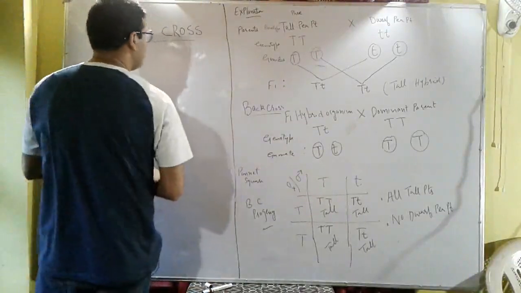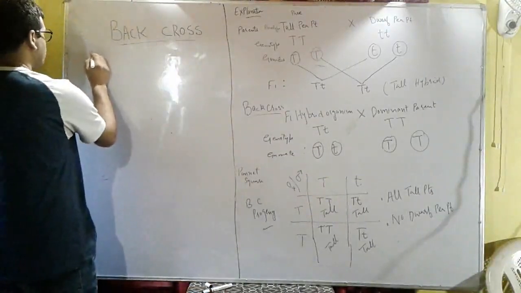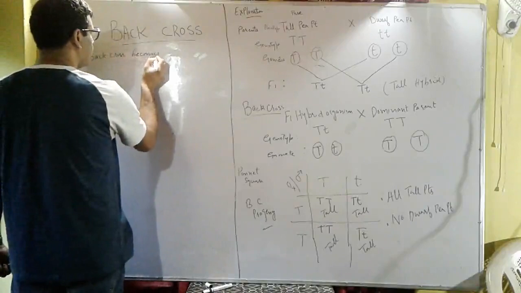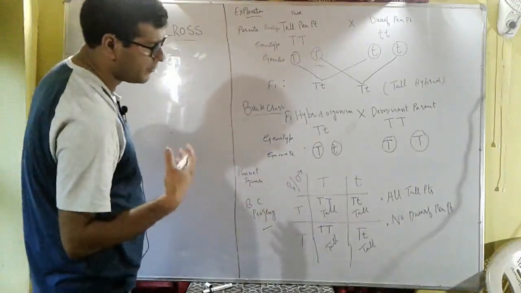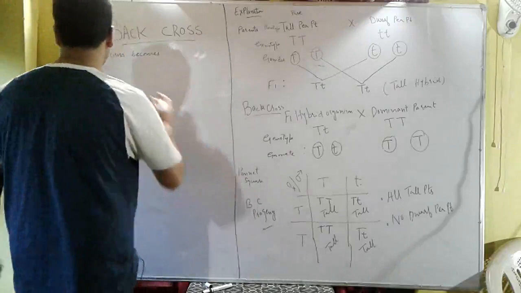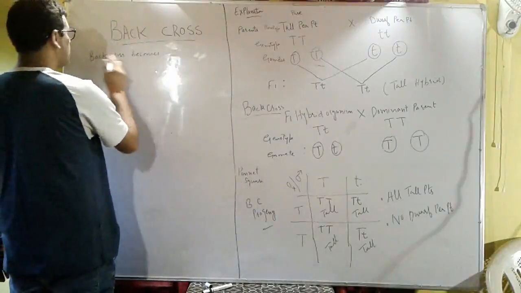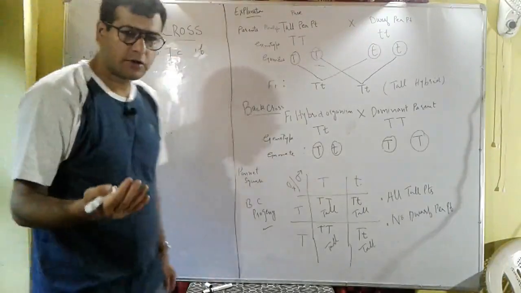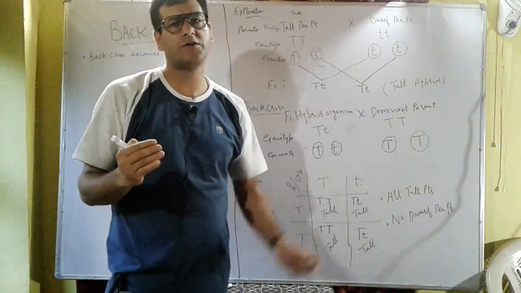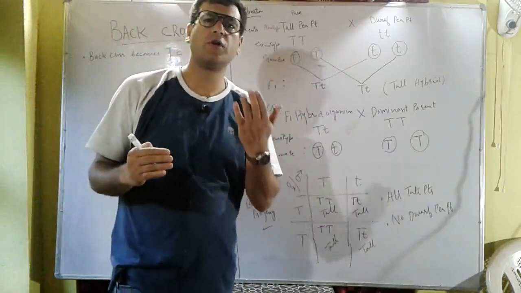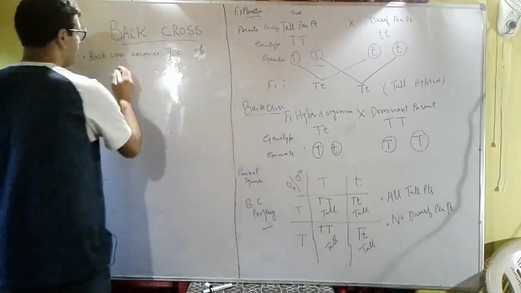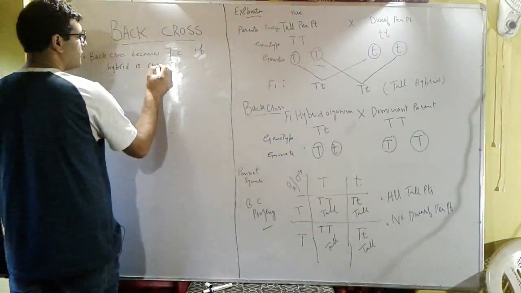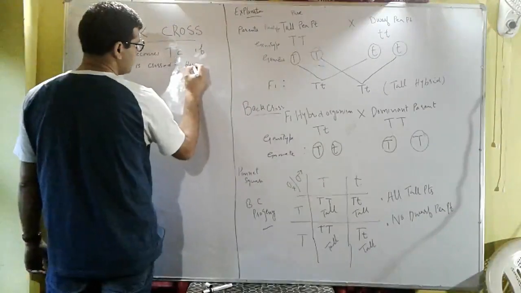So we know that a back cross becomes a test cross if the hybrid organism is crossed with a homozygous recessive organism. Back cross becomes test cross if the hybrid organism is being crossed with a homozygous recessive parent.